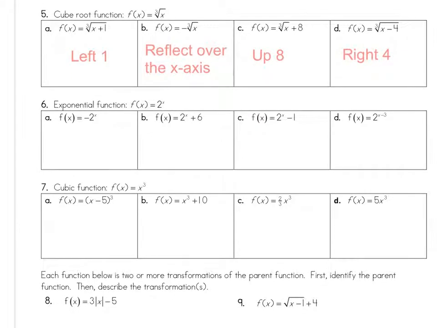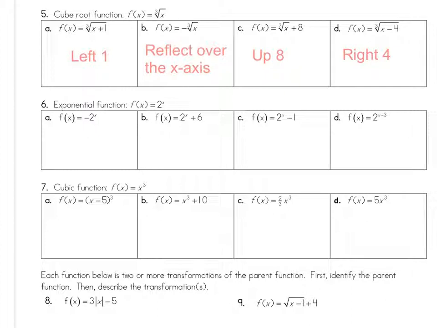All right, number 6. This one is a little bit trickier because it's sometimes hard to see what's considered inside the function and outside. So let's talk this one over before I let you do this on your own. A has a negative out in front. I hope that we all can see that one. B, there's a +6, so we're adding to the outside. C, it's a -1, so we're subtracting 1 on the outside.